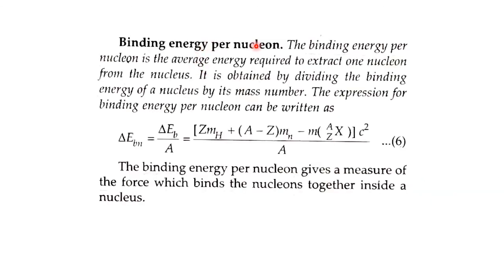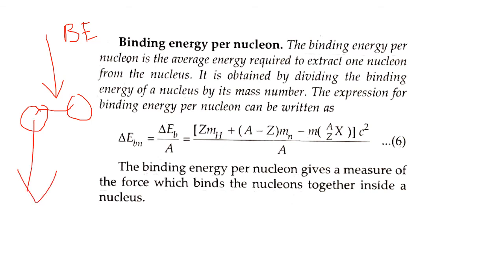So the binding energy per nucleon. The binding energy per nucleon is the average energy required to extract one nucleon from the nucleus. It is obtained by dividing the binding energy of the nucleus by its mass number. If you want to extract only one nucleon, whether it be a proton or neutron, then you have to supply the amount for that one nucleon only. That amount per nucleon is known as your binding energy per nucleon.